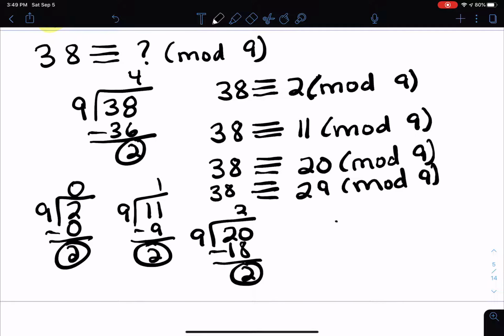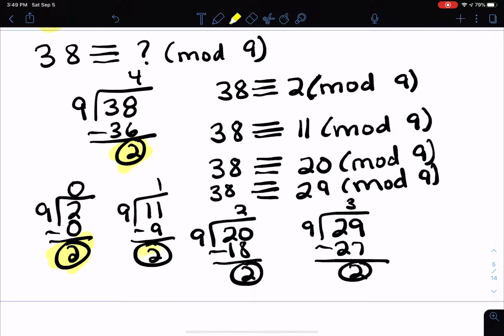As soon as you divide 29 by 9, you get 3, remainder 2. So once again, that remainder of 2 is what's important here. All of those are correct answers, and there's actually many, many more answers that would work in that blank. That would be correct. You can even go negative. I'll show you about that in a minute. We haven't done negative yet, but you can.